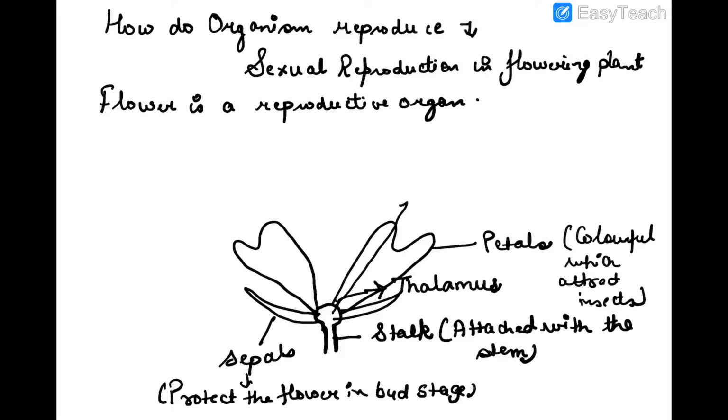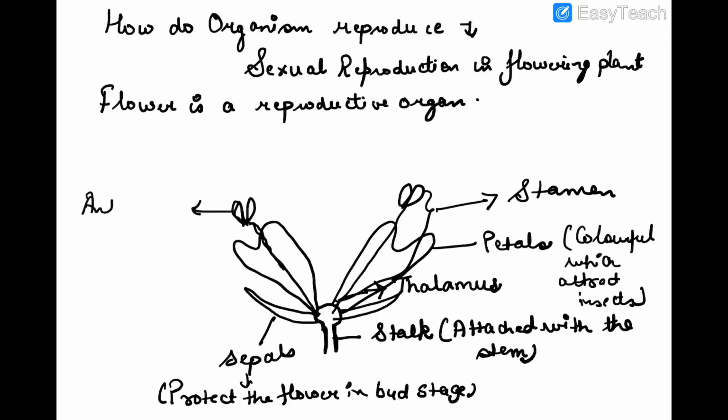The male part of the flower is known as stamen. It consists of two parts: the upper part, which is known as anther, and the long slender stalk, which is known as filament. Combining this, we call it stamen.